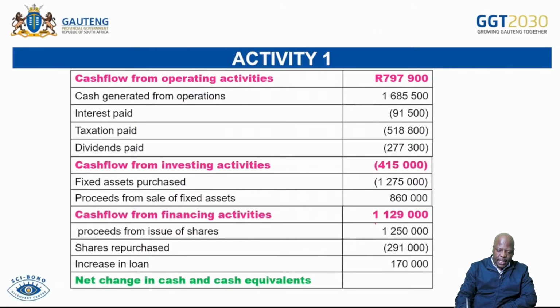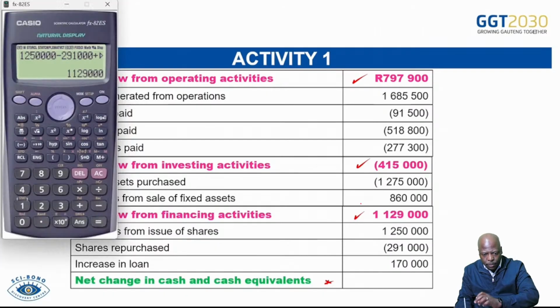So we can come, and this is the cash flow statement now. And we can get the net change in cash and cash equivalents. To get that, have your calculator ready. We are going to say our cash flow from operating activities, 797,900, minus the 415 plus the 1,129,000. Let's do it together.